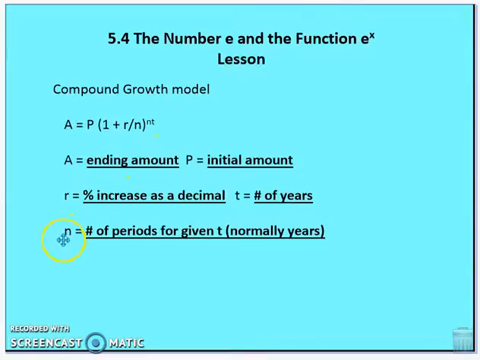If it was quarterly, then n ends up being 4. I believe the quarterly rate was 4.95%, so 0.0495 plus 1 taken to that value and then multiplied by P. So remember your order of operations. You're going to evaluate what's in parentheses, take that to the power, then multiply it by P, and that will get you your ending amount.